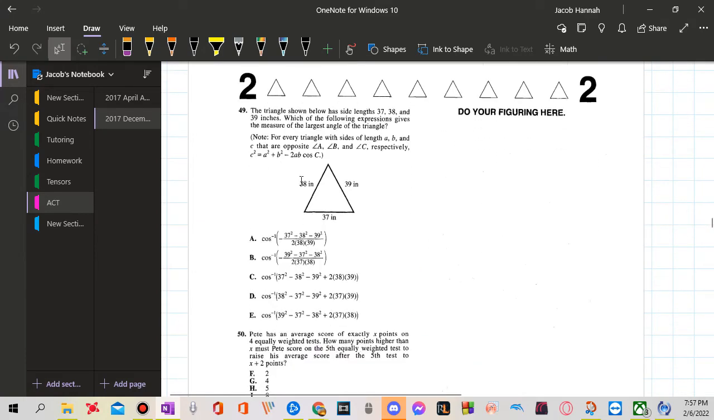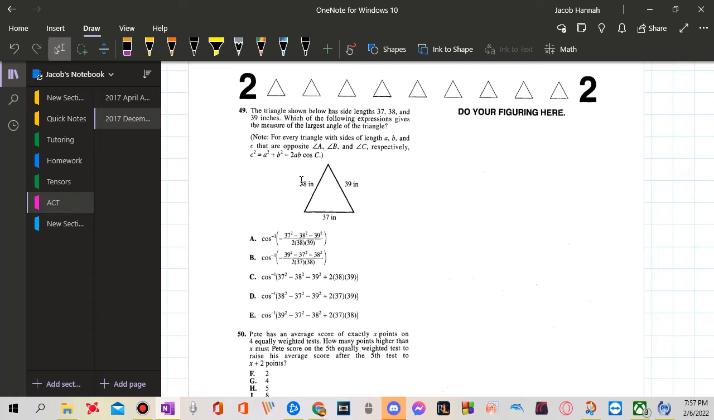So this triangle is shown below and has side lengths of 37, 38, and 39 inches. Which of the following expressions gives the measure of the largest angle of the triangle? Now, for every triangle with sides of length a, b, and c, the law of cosines says c squared equals a squared plus b squared minus 2ab cosine of C.